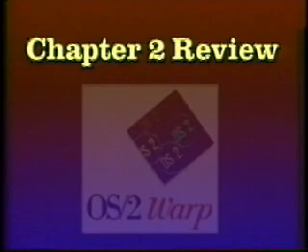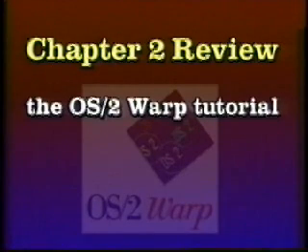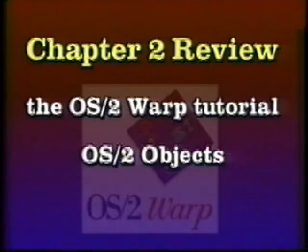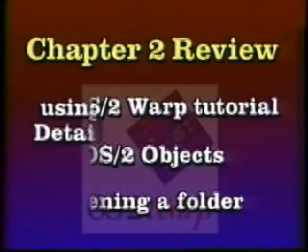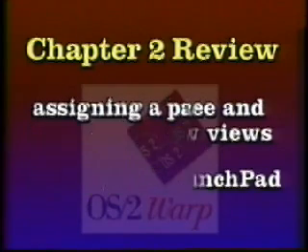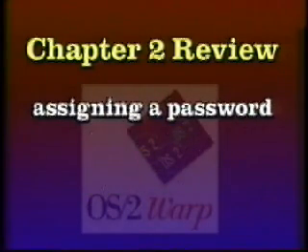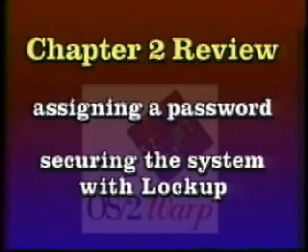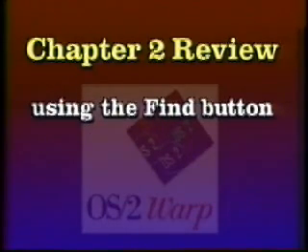Let's review what we've covered in Chapter 2. We discussed sections of the OS2 Warp tutorial. We defined OS2 objects, then opened a folder. We displayed tree and detail window views. We moved the launch pad. We assigned a password to our system, then used lockup to secure it. We used the Find button to locate a program.